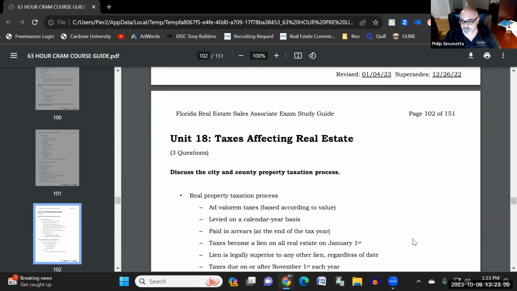All right, so let's go into section 18. This will be taxes affecting real estate. There's going to be 3% of the exam on this section. There'll be 3 questions pertaining to taxes. Okay.